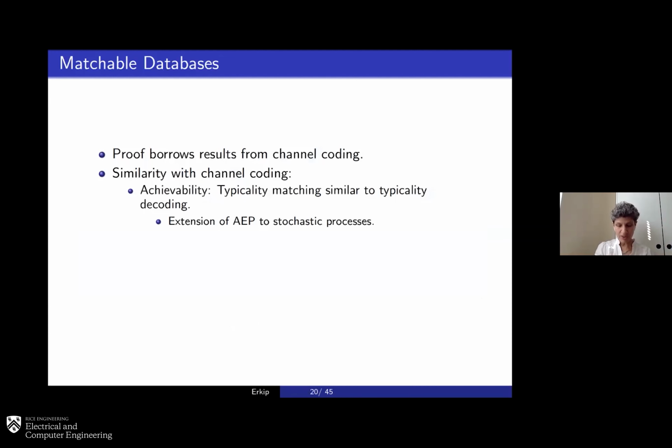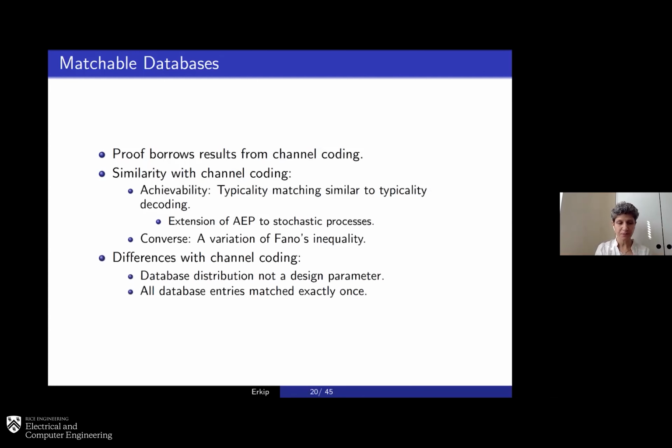Now, our results follow from ideas of channel coding. And in fact, we can show the similarity of the different corresponding rows in these databases using typicality. So if two rows are typical, then they look similar. And we can also show that the result is not only sufficient, but necessary as well.